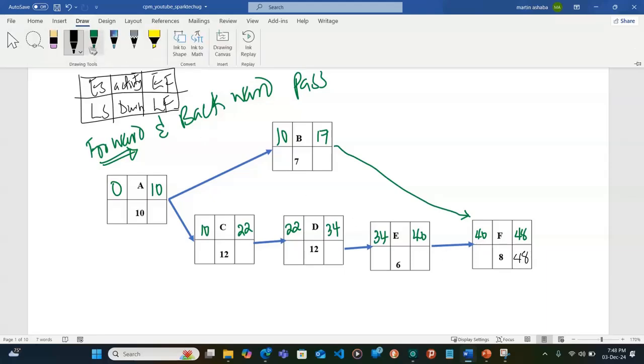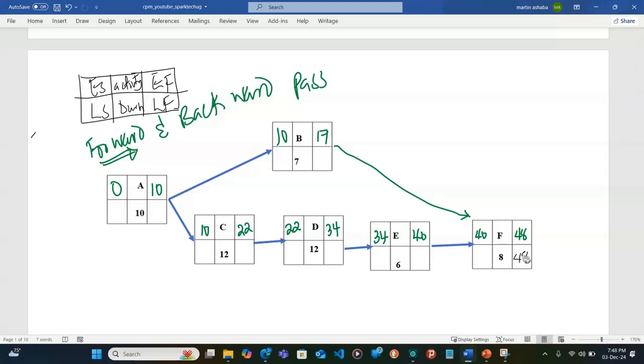So what does that mean? If you have 48, instead of adding now, you do the opposite of the forward pass, so you are going to subtract. So the latest start time for this activity is going to be 40. Then we come here, the latest start time is going to be the latest finish time for this activity. So this is 40 minus 4, we get 34. Then 34 minus 12, we get 22. And 22 minus 12, we get 10.